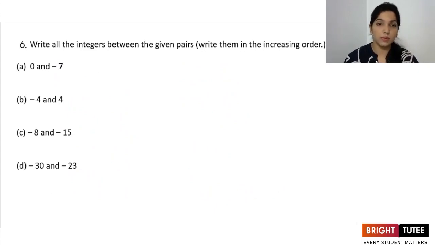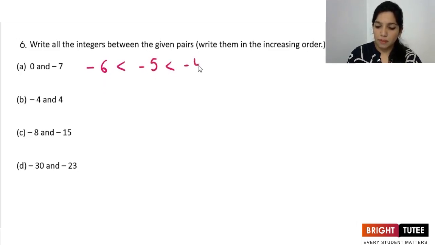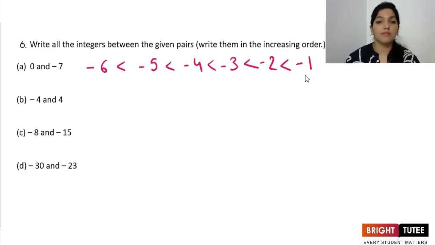Now moving to the next one. Write all the integers which are lying between the given pair. Write them in increasing order, from the smallest to the bigger one. So the smallest number that is in between 0 and minus 7 is minus 6. Then this is the smallest. Next number is minus 5, minus 4, minus 3, minus 2, minus 1, and then we have 0.